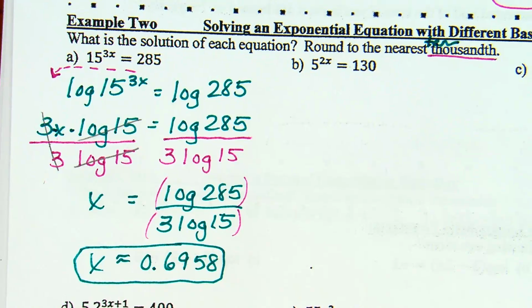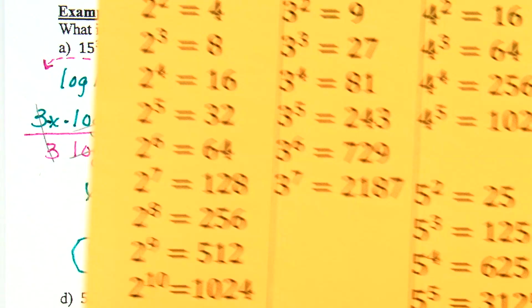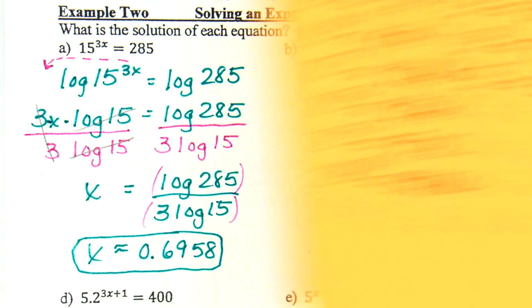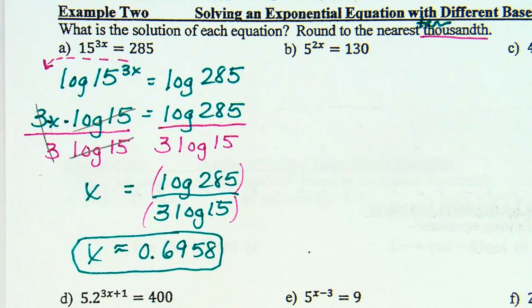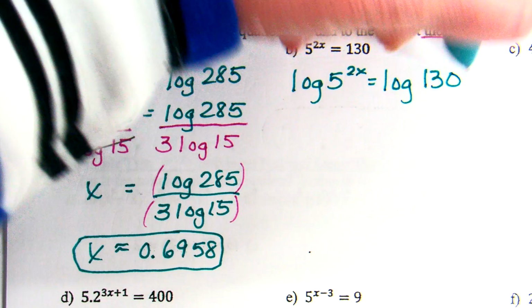So, first question I'm going to ask myself on B. So I'm going to go to that gold paper. Can 5 and 130 be rewritten with the same base? The only way 5 is 5 to the first. Is 130 there? Nope. So, if I can't rewrite them with the same base, what do I do? Take the log of both sides. So if we take the log of both sides, I'm going to write this as log of 5 to the 2x equals log of 130.